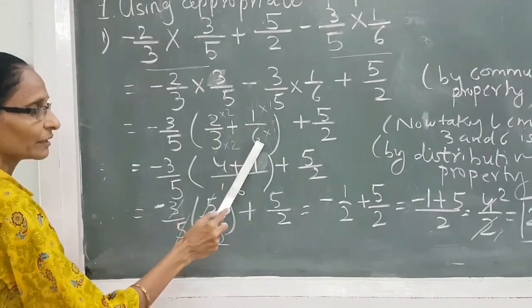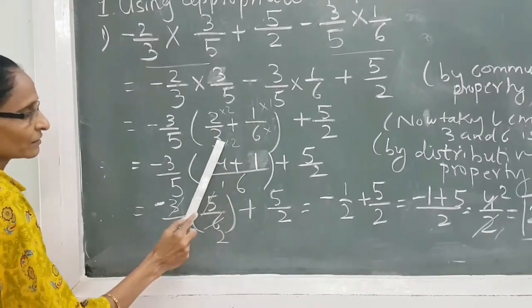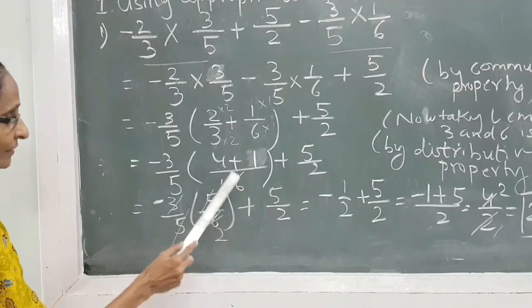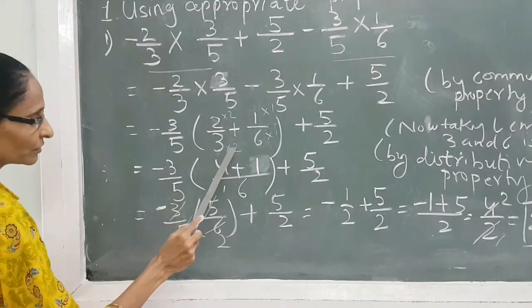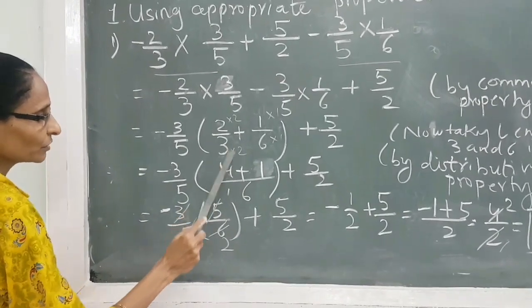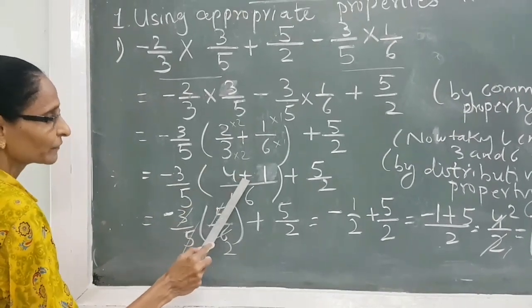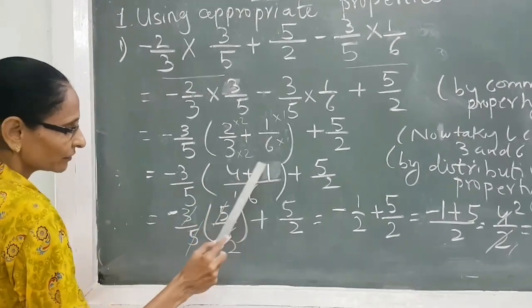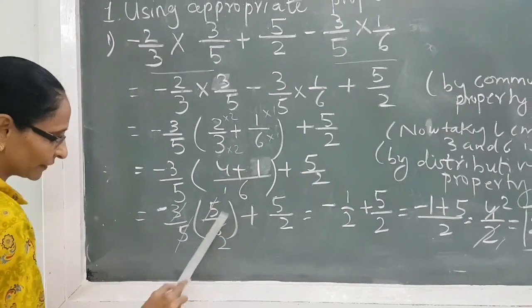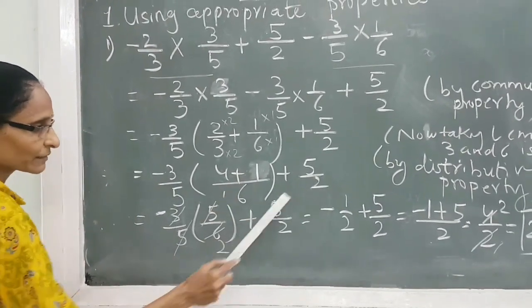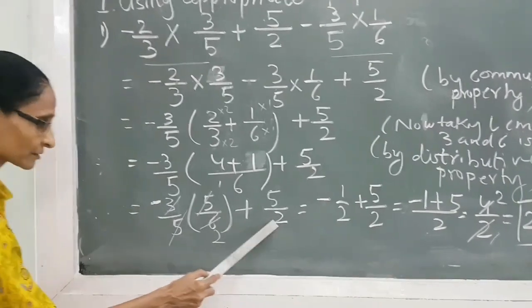So again we will take the LCM of 3 and 6. LCM of 3 and 6 is 6. And here 2 upon 3, so multiply both the terms with 2. Then only the answer will be right. So 2 into 2, 4, plus 1. So 4 plus 1 will be 5. 5 upon 6 plus 5 upon 2 as it is.